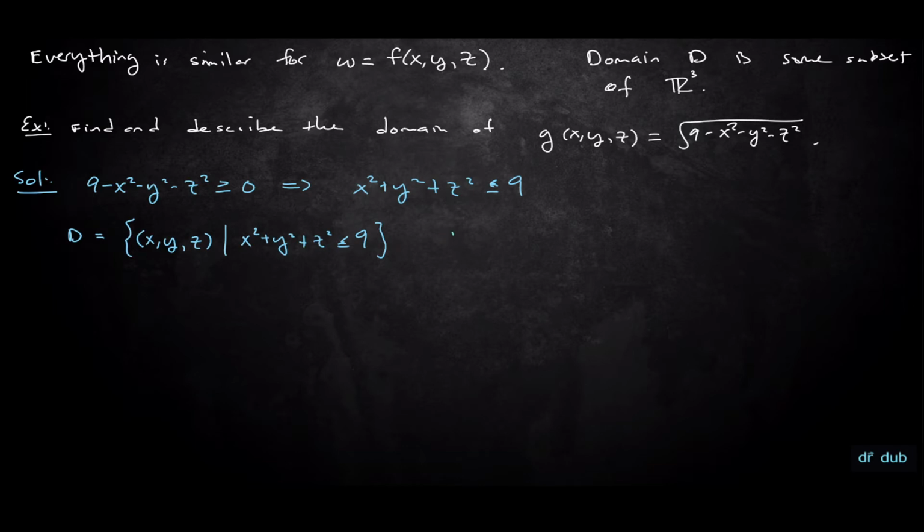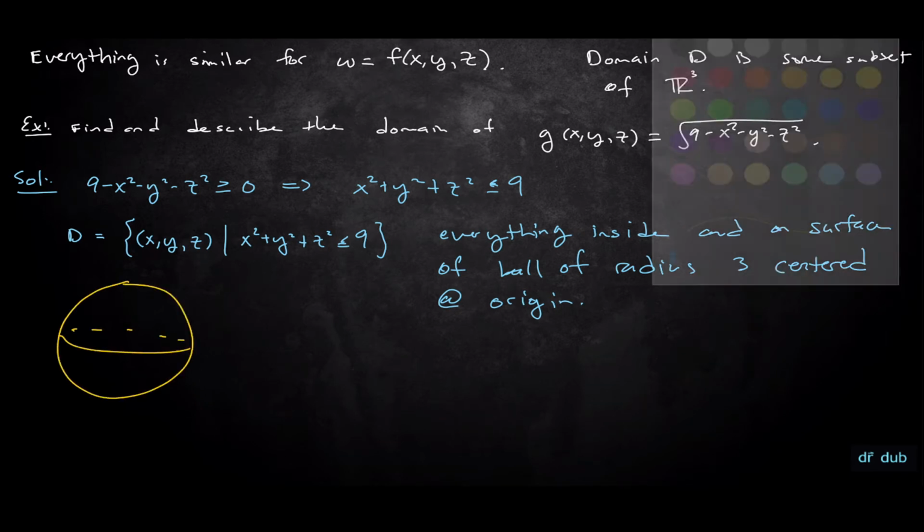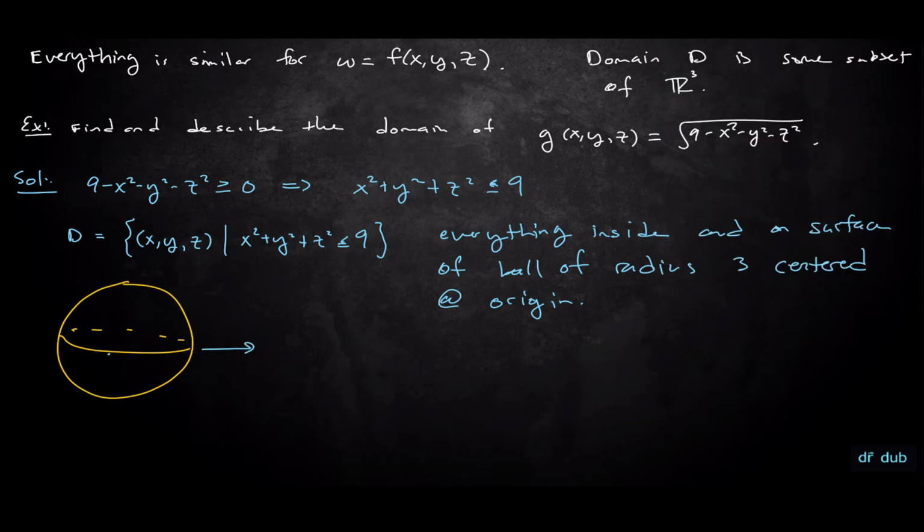So this is everything inside and on the surface of the ball of radius 3 centered at the origin. We could draw that, of course, in three-dimensional space. And that would be our domain D.